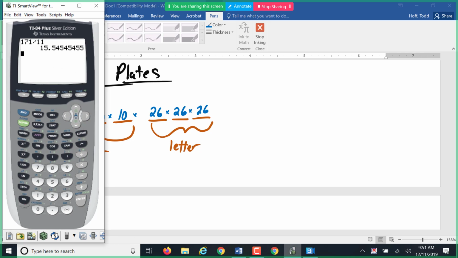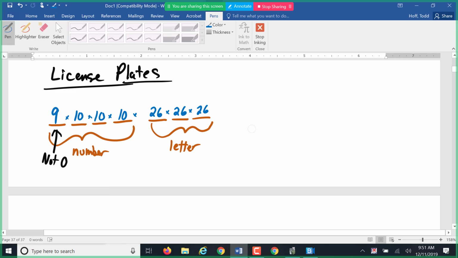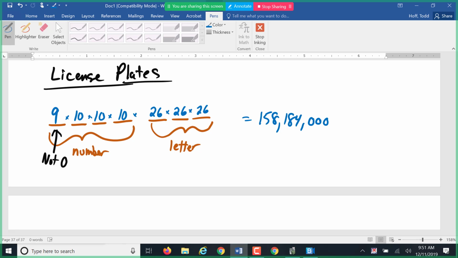This gets rather large. 9 times 10 times 10 times 10. That alone is going to be 9,000. Times 26 times 26 times 26 gives us 158,184,000 combinations. So close to 160 million possible license plates that can be issued with that combination. Should be adequate because there's only 5 million people in the state of Wisconsin.